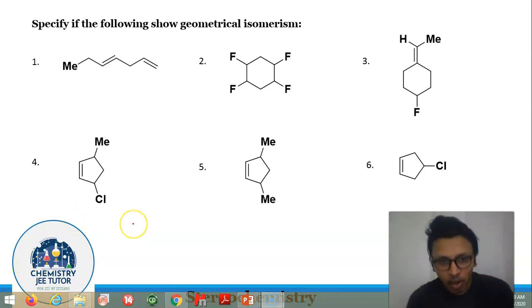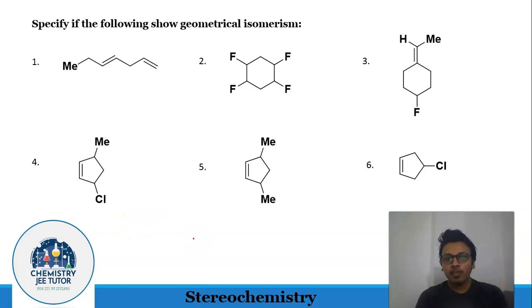Last time we talked about geometrical isomerism, how to specify it, then EZ nomenclature, and also CIP rules. I gave you some homework to do, so let us finish those first, and today we'll start optical isomerism.